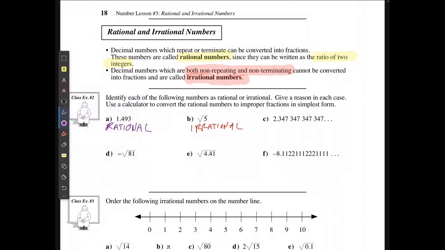When I get to C, I can see it's got this repeating pattern of 3, 4, 7, which means this is rational. When I plug the negative square root of 81 in my calculator, I just get negative 9, which terminates, so this is rational. When I put the square root of 4.41 into my calculator, I get 2.1, it terminates, this is rational.